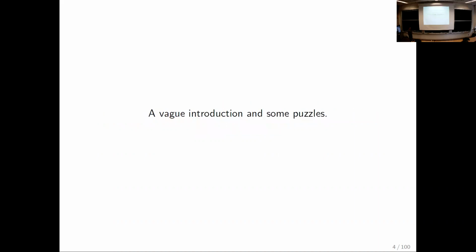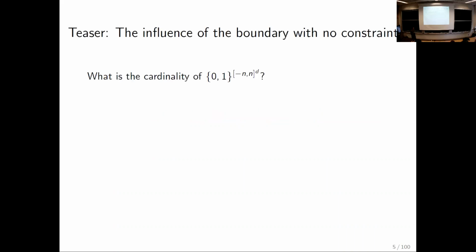But let's start with some puzzles. These are simple combinatorial problems, simply stated, which might be of some interest. So suppose I take this simple set, the interval over there, and I name all the integer points inside the interval. So I'm taking the power of that. It's just the neutral grid that we might be thinking about.